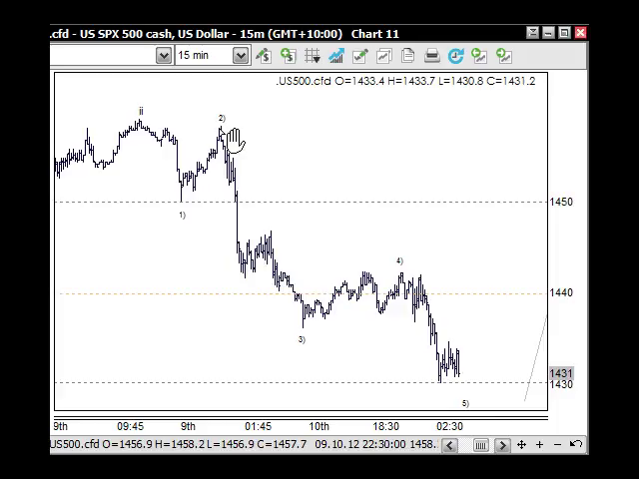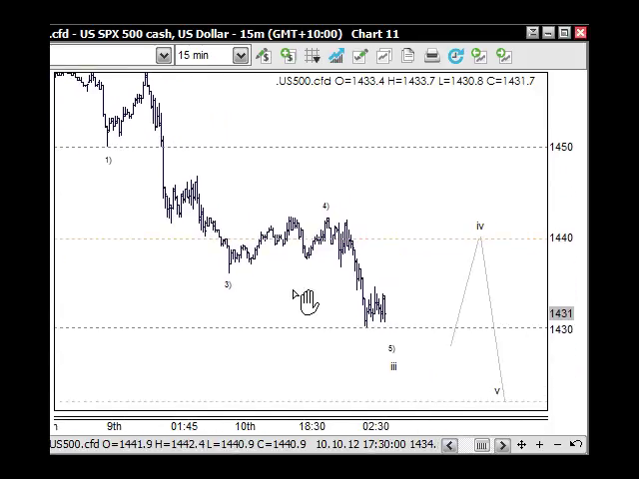So in this one here, there would be the 1, the 2, the 3, the 4, and the 5 down to here. And this one here as well, this would be down for 1, back for 2, the 3rd wave, and the 4th wave being here sideways and complicated, down for the 5th of the 3rd wave.